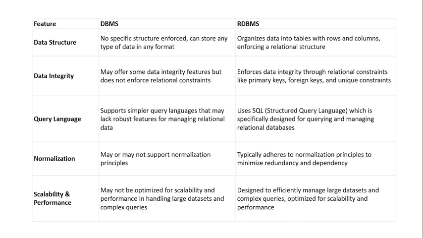The second point is about data integrity. Data integrity does not enforce any relational constraints when we are talking about DBMS, the database management system. At the same time, in a relational database management system, relational constraints such as primary keys, foreign keys and unique constraints enforce data integrity compared with DBMS.